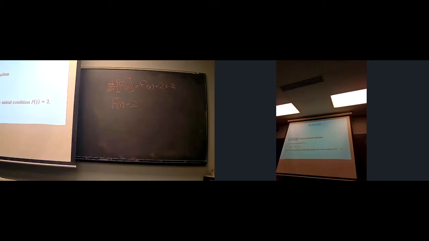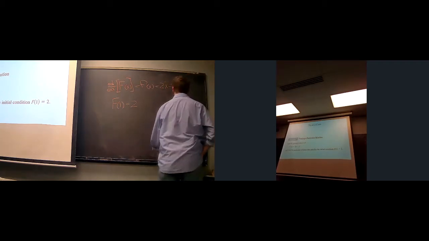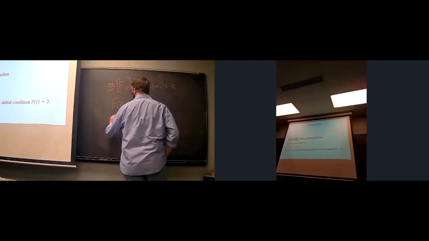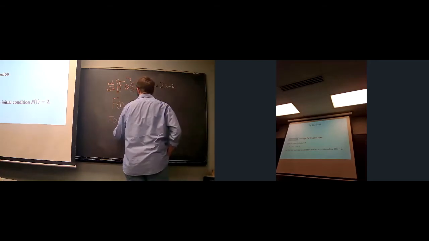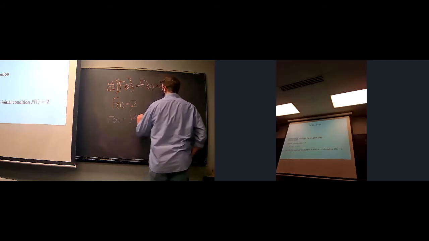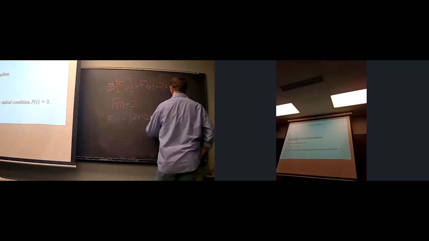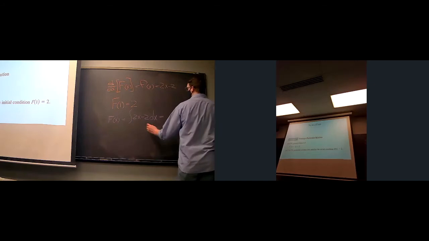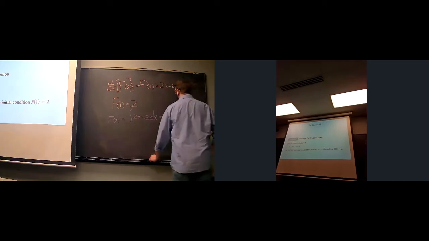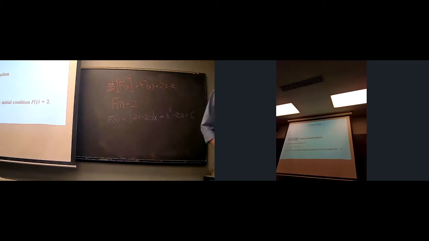Okay, so for this first part, we want to integrate, right? That's the first thing we're going to want to do here. We're going to want to say that f of x is equal to the integral of 2x minus 2 with respect to x. Well, this is going to come out to be x squared minus 2x plus a constant.